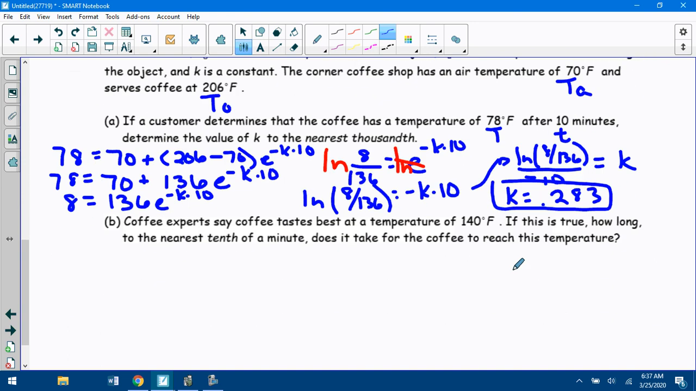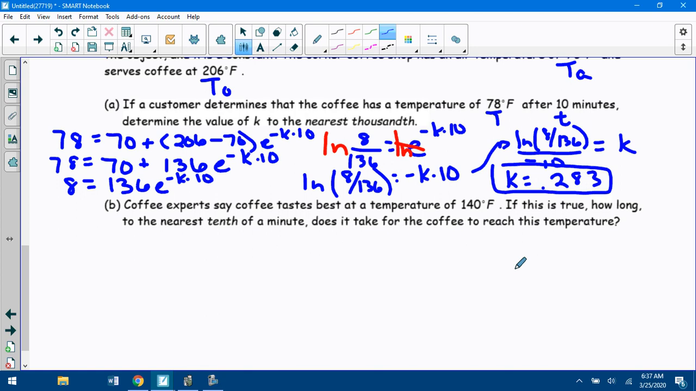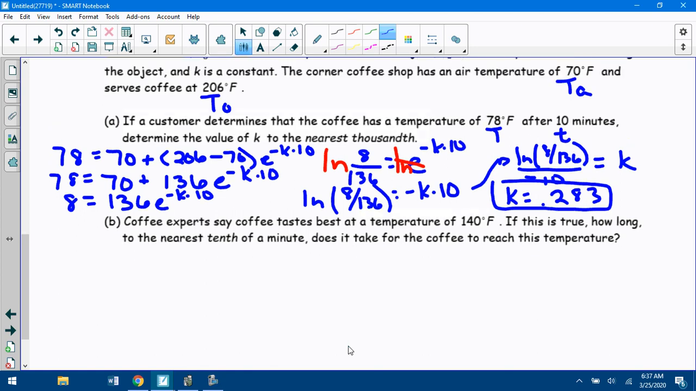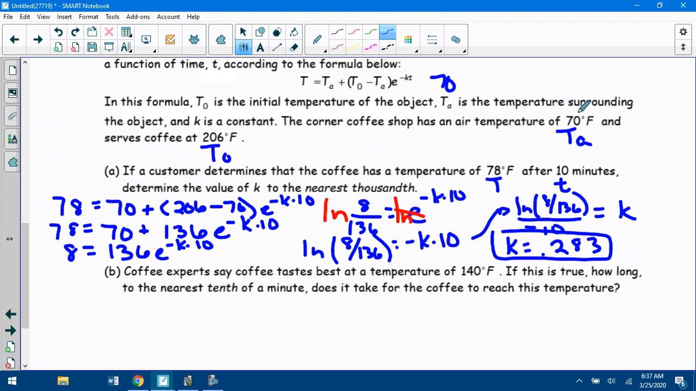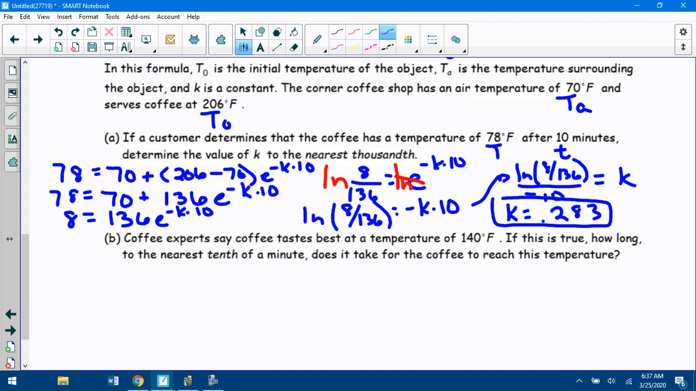Okay, last one. Coffee experts say coffee tastes best at a temperature of 140. If this is true, how long to the nearest tenth of a minute does it take the coffee to reach this temperature? So most of what we have is the same. Surrounding air is still 70. The serving temperature is still 206. It's just I want to know when. So I want what variable? I want time, so that's little t.